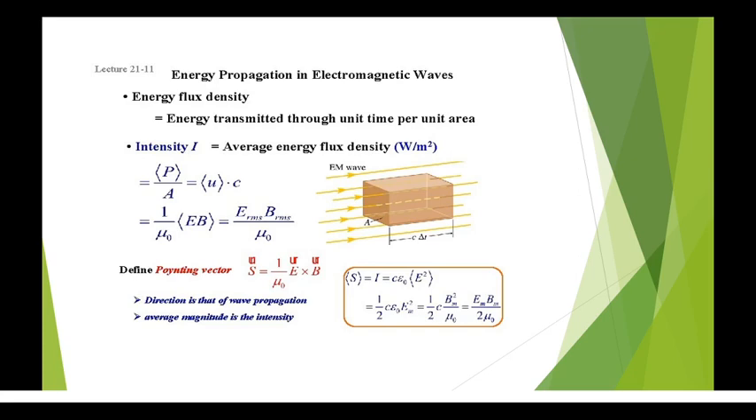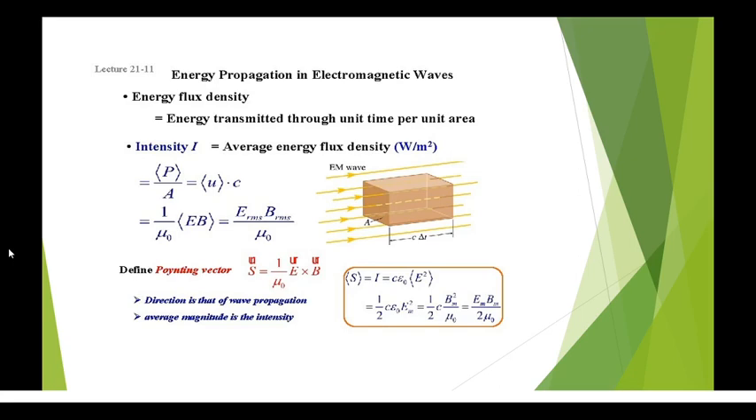Intensity of the electromagnetic wave is defined as the average energy flux density. Energy flux density is the Poynting vector, right? So the average energy flux density is known as intensity. So what does it mean? Both have the same unit, isn't it? Average energy flux density as well as energy flux density have the same dimension or the same unit.